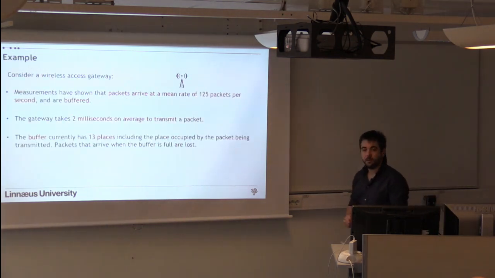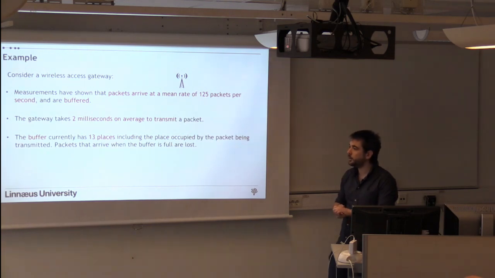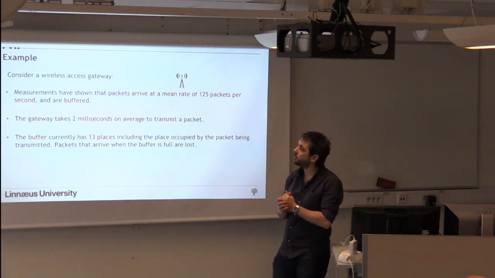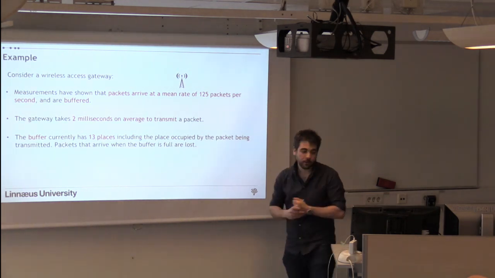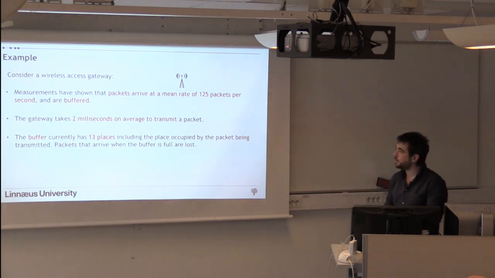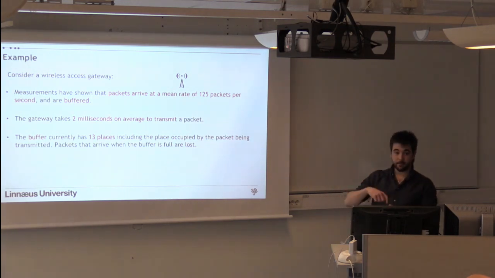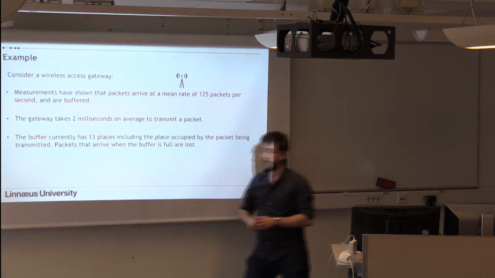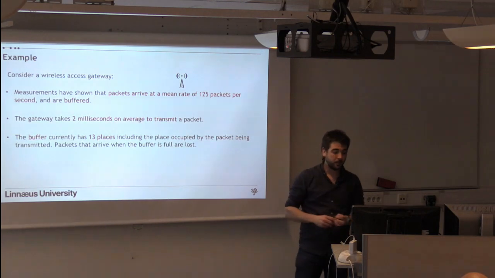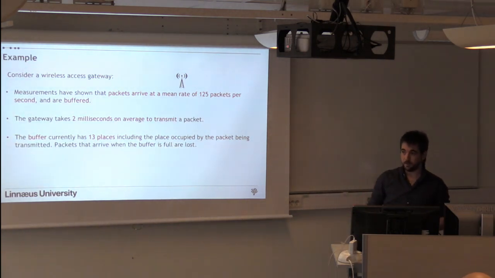An example of our first queuing network using a single service center. Let's consider a wireless access gateway. We have measured it and seen that packets arrive at a mean rate of 125 per second, and they are buffered. The gateway needs 2 milliseconds to transmit a packet from the input to the output. The buffer has 13 places, including the place used by the packet being transmitted, so 12 plus 1. If packets arrive when the buffer is full, they are lost.